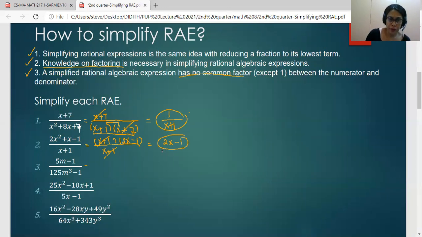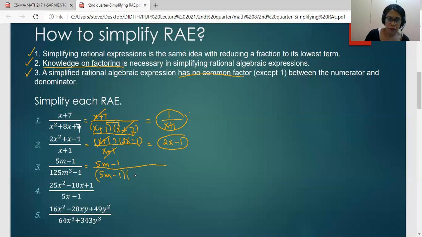For number 3, again, we will just rewrite 5m minus 1 since 5m minus 1 is already simplified and has no other factor. And then this one is the difference of two cubes. So we have one binomial factor and a trinomial factor for this. And that binomial factor is actually the cube root of both terms here. And then we will consider the subtraction operation. So the cube root of 125m cube is 5m, while the cube root of 1 is 1.